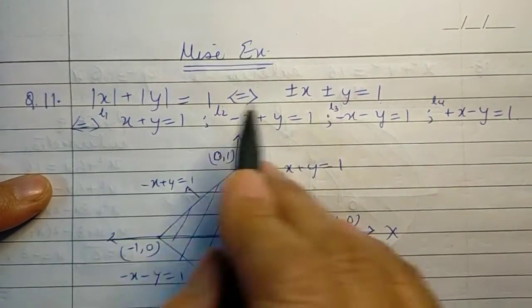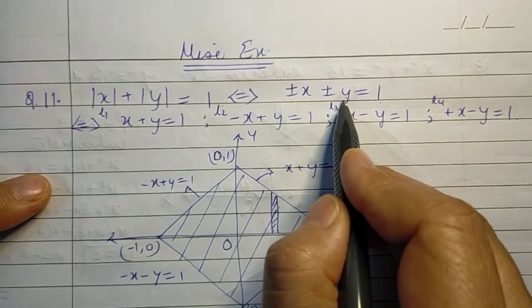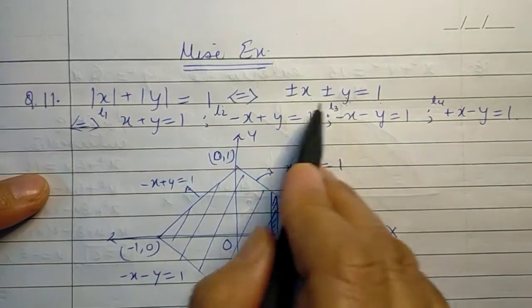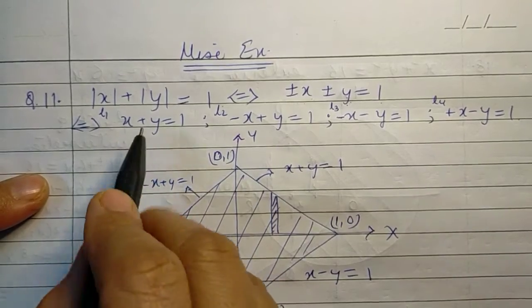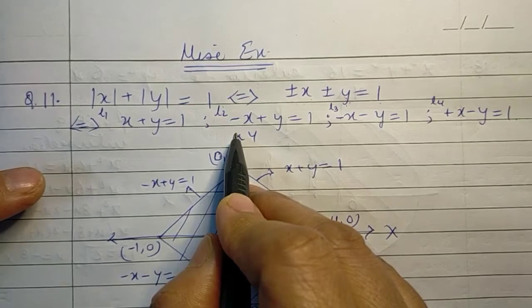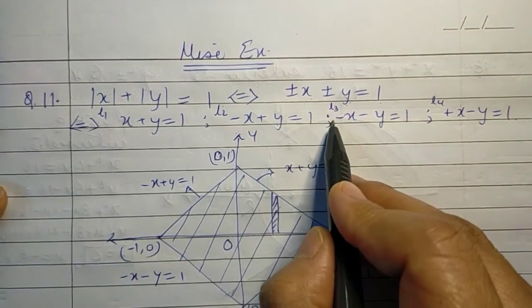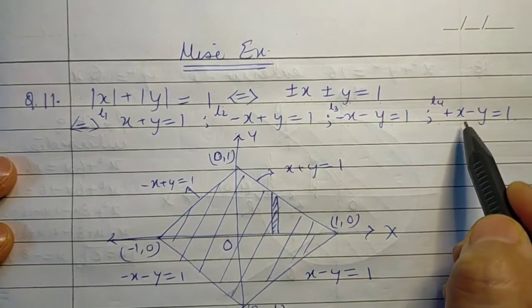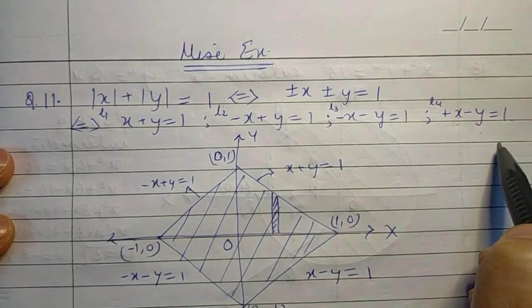So both the mods are replaced with plus minus x and plus minus y. So it's a combination of 4 results or 4 lines. Line 1 would be x plus y when both are positive. Line 2 is when x is negative, y is positive. Line 3 is when x is negative and y is also negative. Line 4 is when x is positive and y is negative.